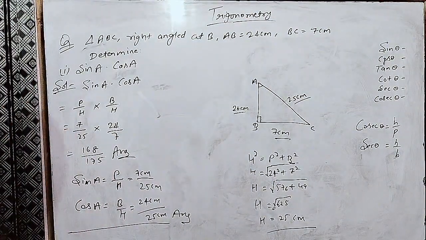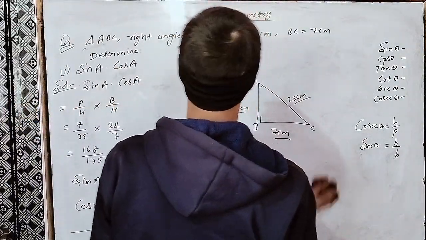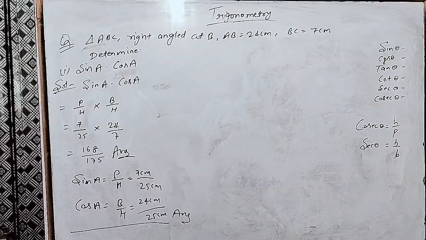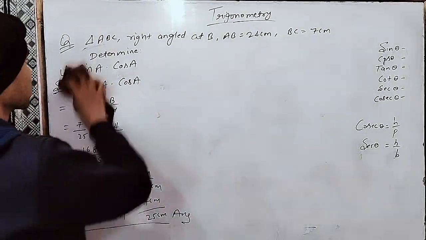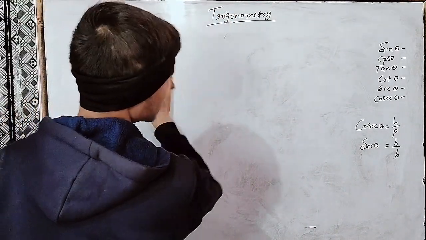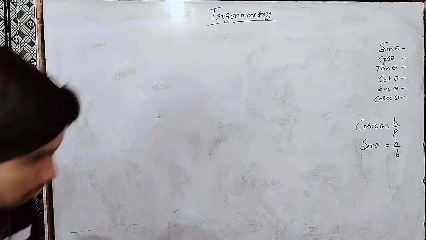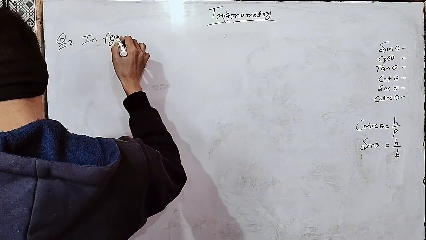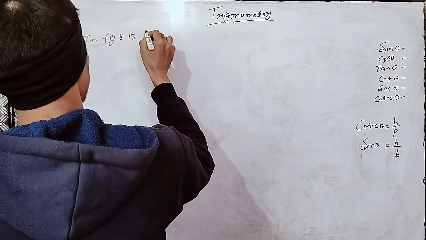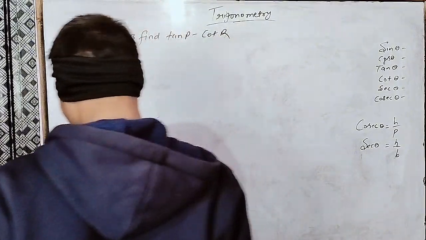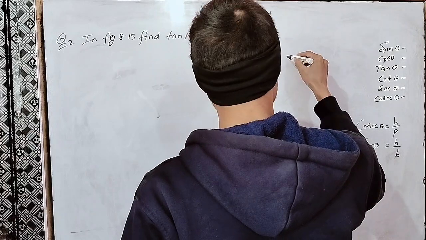Should we move on to the next question? Next question is, in the figure, find tan P. The figure is already given by the question. The figure is like that.